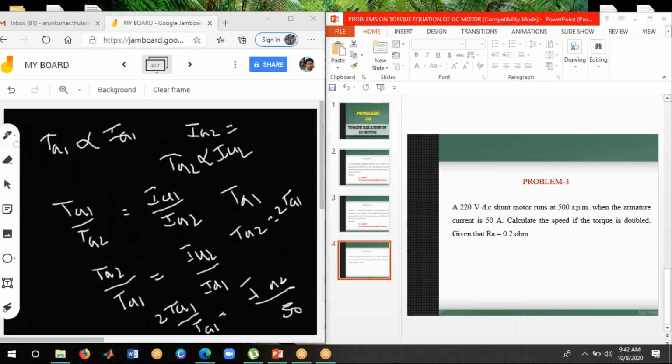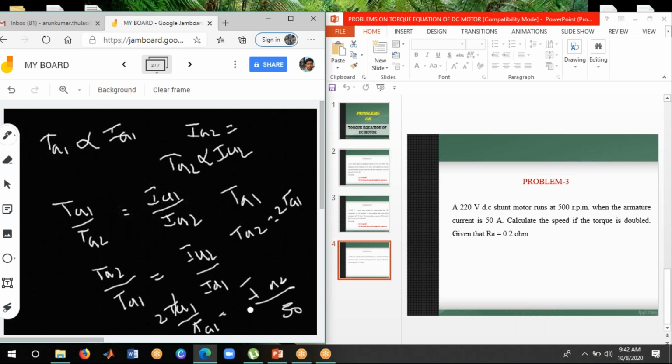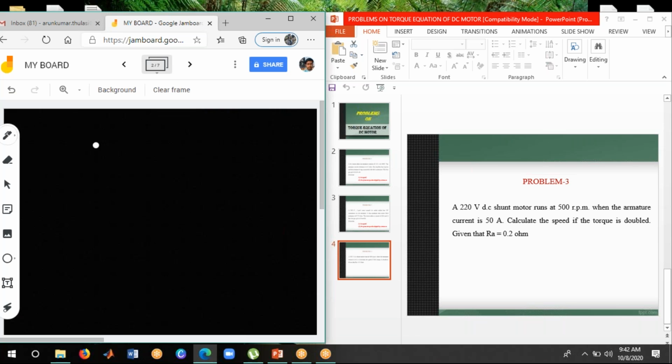So when the IA1 gets cancelled, this 2 will get cancelled, then you have 2 equals IA2 divided by 50. So IA2 equals 100. Just remember this one. Okay? Now we have the values: IA1 equals 50 amperes, IA2 equals 100 amperes. Okay, these are the values we got when the torque is doubled.